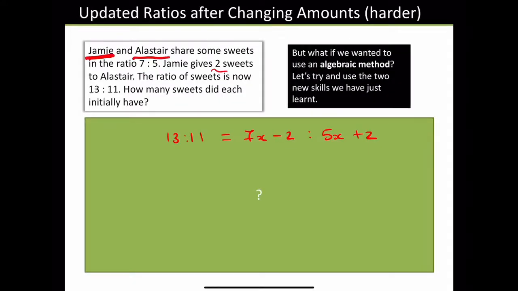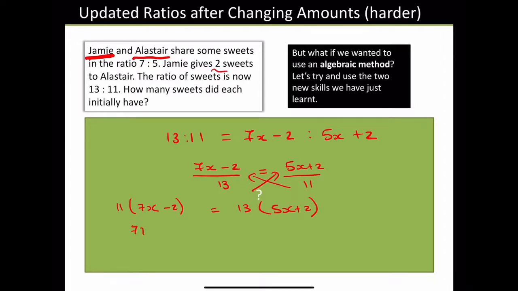So the way I want you to be thinking about it is I'm going to divide this by 13 and this by 11. So I'm going to get (7x take 2) over 13 must be equal to (5x plus 2) over 11. At this stage, you cross multiply, so you already know how to cross multiply fractions. So I get 11 lots of (7x minus 2) equals 13 lots of (5x plus 2). So expand: 77x minus 22 equals 65x plus 26. I collect like terms, so I'll get 12x equals 48. So therefore x must be equal to 4.